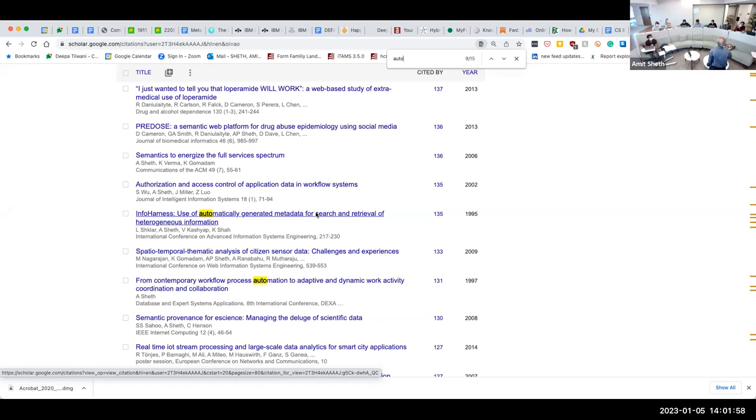AltaVista search was based on what? What is the core information retrieval paradigm or method? TF-IDF. It's all based on TF-IDF. And then the rules like that, how do you rank? The more the word appears on the page, you rank it higher. So people started putting meta tags and stuffing it, and that would not work.